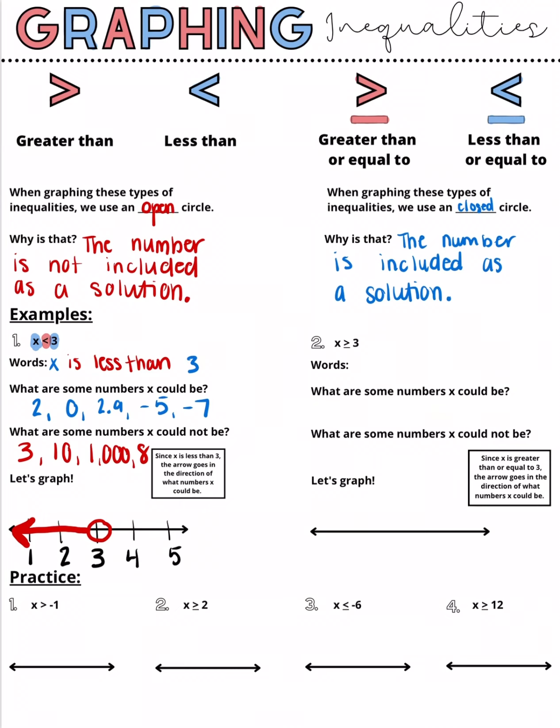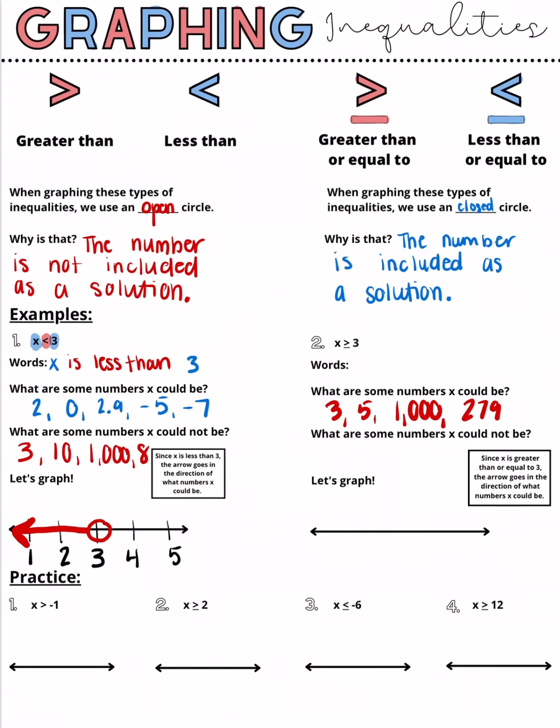X is greater than or equal to 3. So what are some numbers x could be? X could be 3 because it's greater than or equal to. So that means it can be 3. It can be 5, 1,000, 279. It can be anything that is greater than 3.